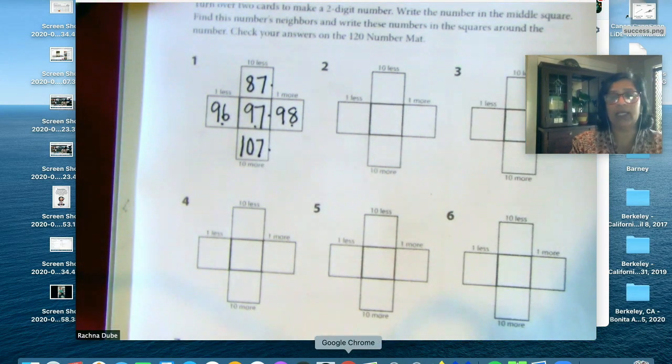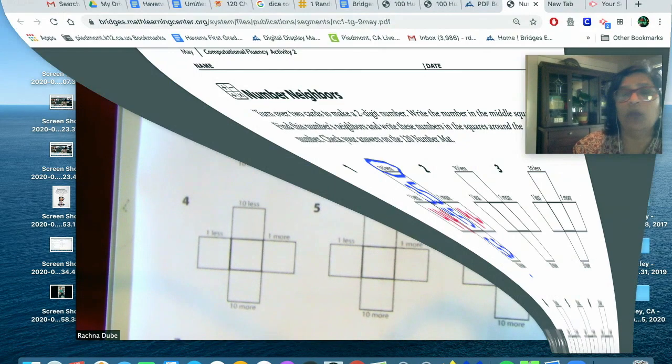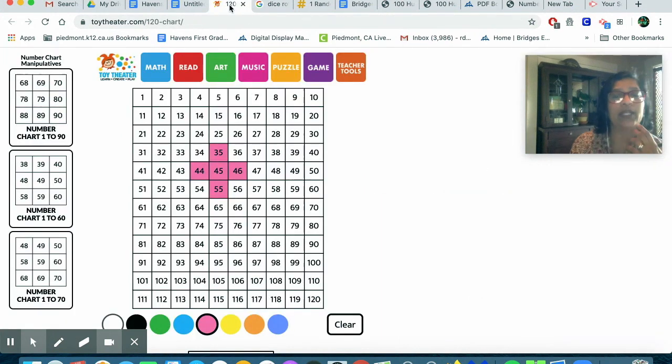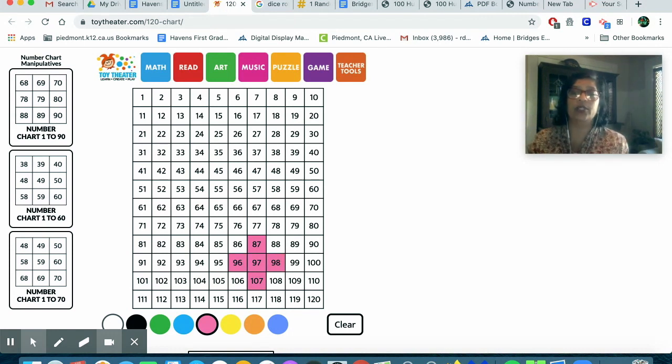Once you're done with that, I'd like you to check your work with your 110s grid. 97, and then above it, I wrote 87. Below it, I wrote 107, and I wrote 96 and 98, right? So it matches that grid. Later on, I'm going to give you any part of the grid, and you have to figure out all the numbers.